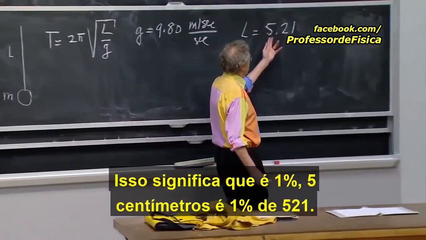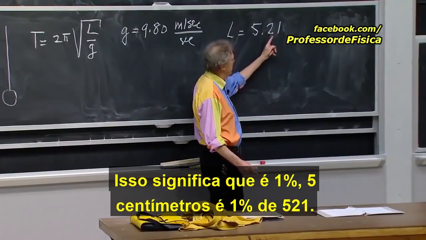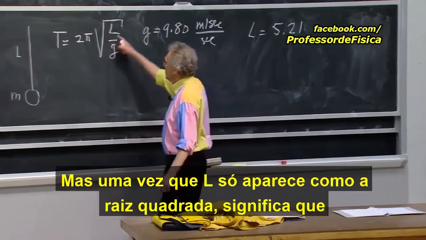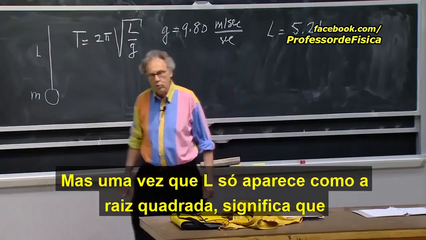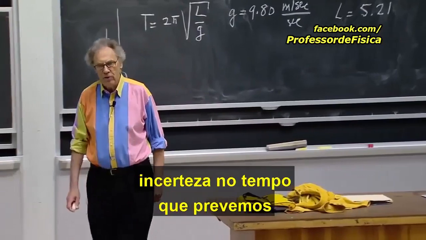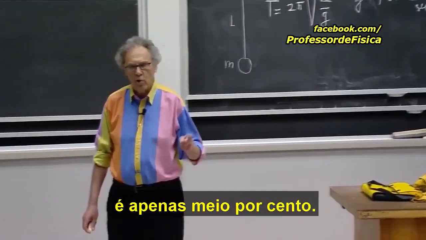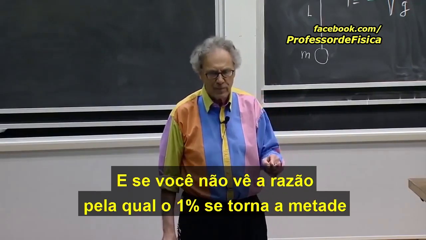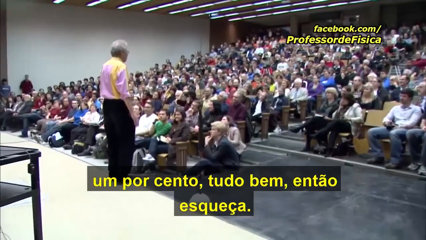That means that 5 centimeters is 1% out of 521. But since L only shows up as the square root, it means the uncertainty in the time that we predict is only 0.5%. And if you don't see the reason why the 1% becomes 0.5%, that's okay, then just forget about it. You take my word for it.